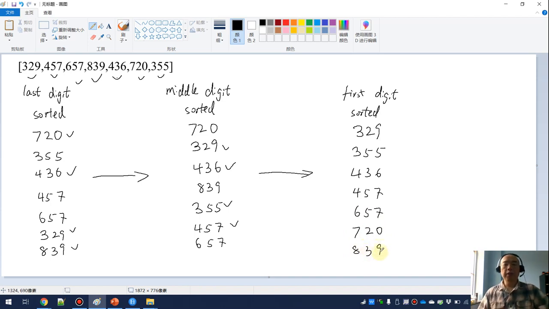Okay, so this is the sorting process, and then we just sort digit by digit. And the cool thing is for each of the digits, there are only up to 10 values. So the sorting will be easy, and then we sort from the least significant digit up to the most significant digit, and then our sorting will be done.